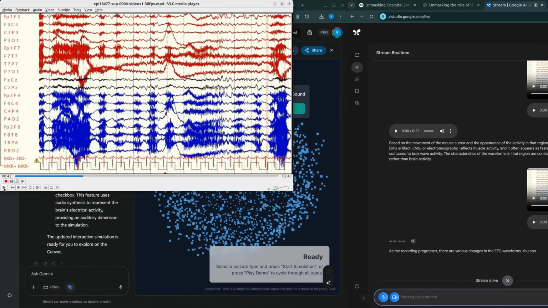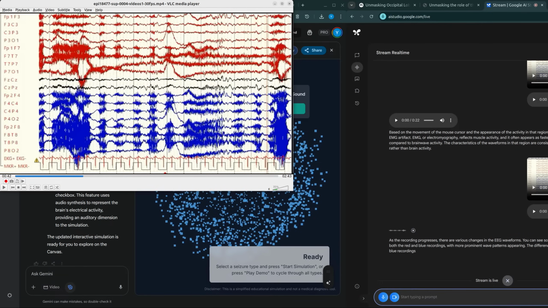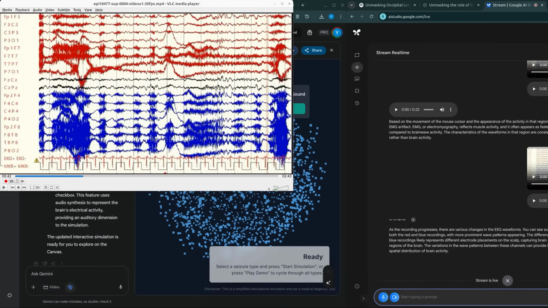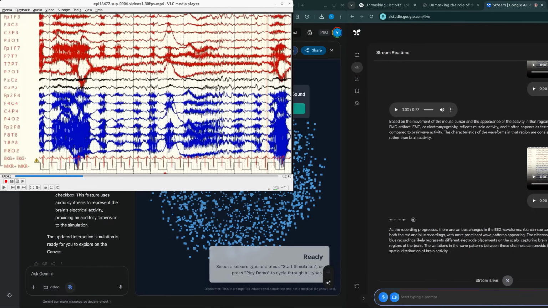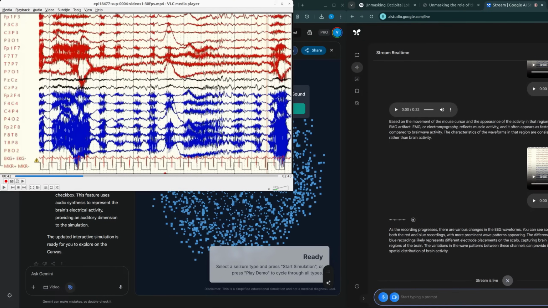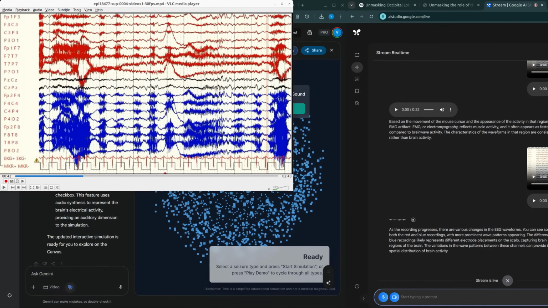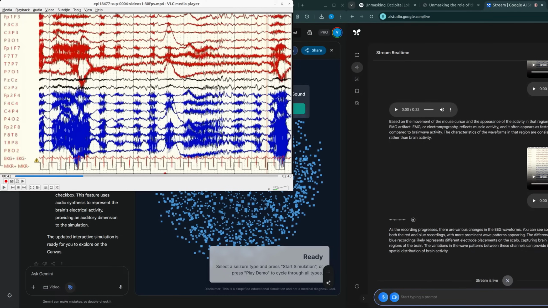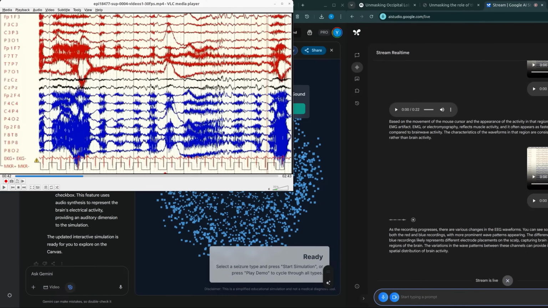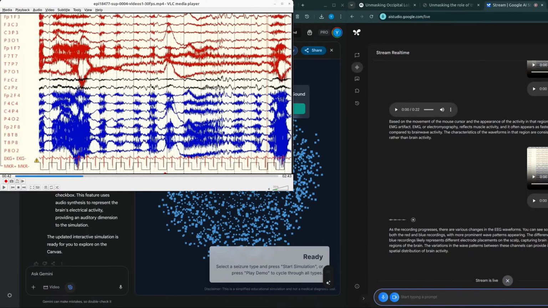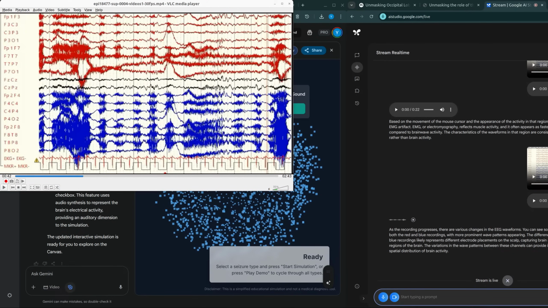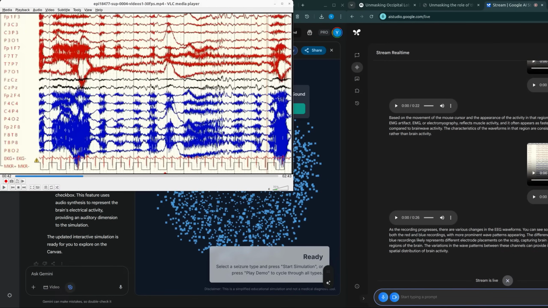As the recording progresses, there are various changes in the EEG waveforms. You can see some increased activity in both the red and blue recordings, with more prominent wave patterns appearing. The difference between the red and blue recordings likely represents different electrode placements on the scalp, capturing brainwave activity from different regions of the brain. The variations in the wave patterns between these channels can provide information about the spatial distribution of brain activity.